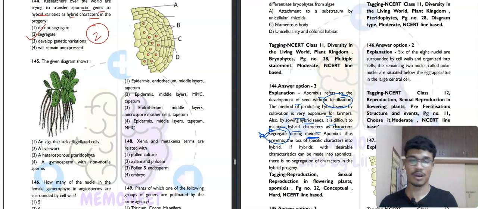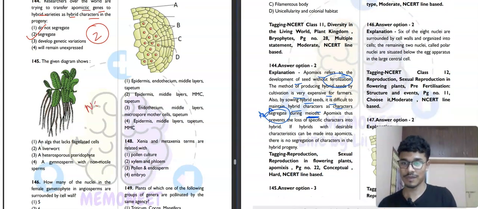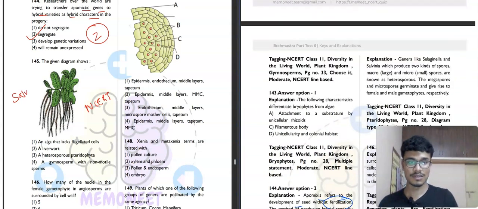Next question, that is question number 145. You have seen this picture in your NCERT book, and you know that this is Salvinia. Then it is saying an alga? This is not an alga, this is not a liverwort, not from bryophyte, this is from pteridophyte. Then a heterosporous pteridophyte. Yes, Salvinia and Selaginella are heterosporous. They have two types of spores. So that's why it is a heterosporous pteridophyte. So the third option will be our correct answer. It is also not a gymnosperm.